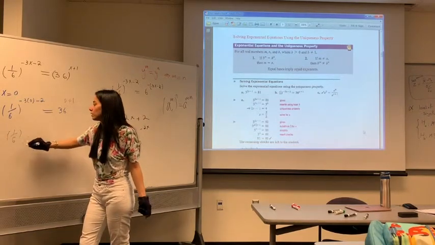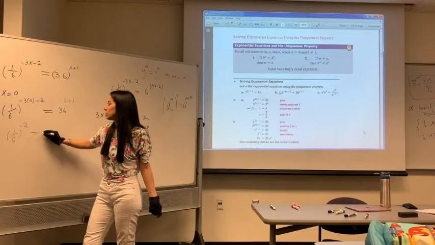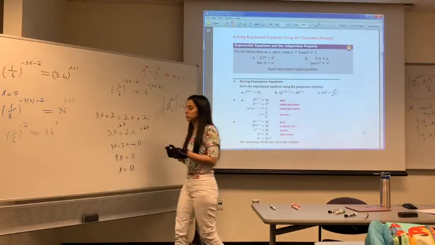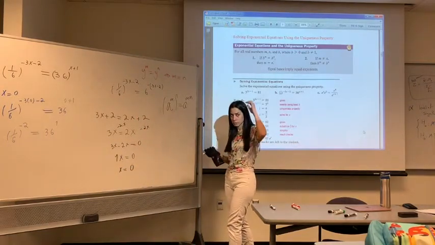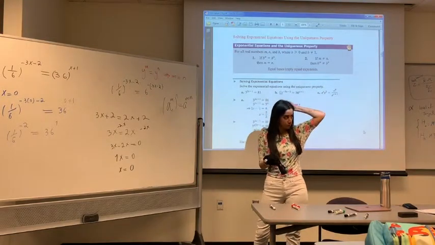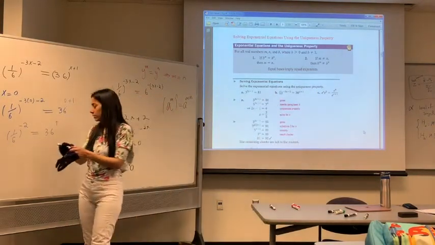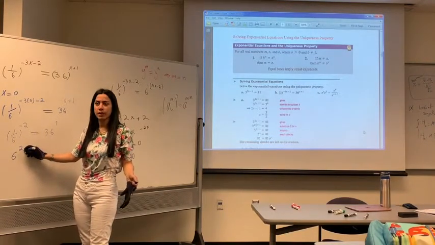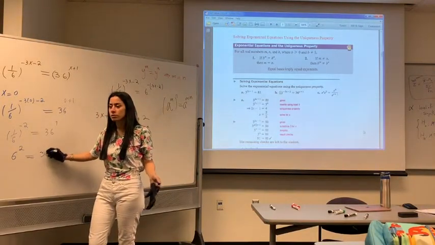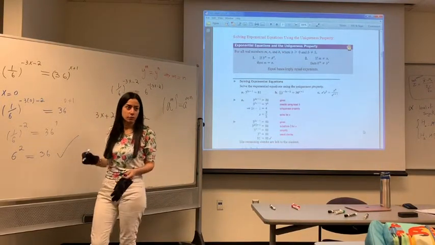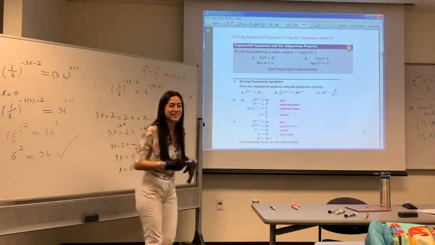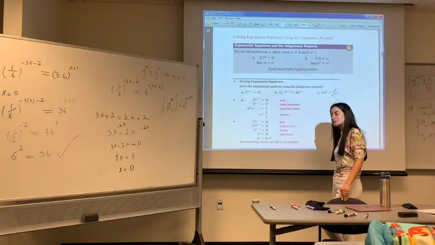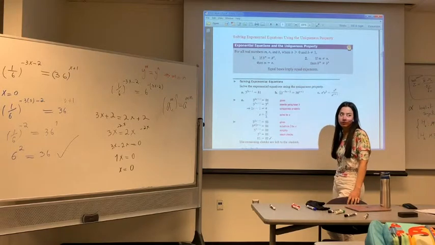1/6 power what? Negative 2 equals 36 power 1. And then you do the reciprocal fraction, and then we will have 6 power what? 6 power 2 equals 36. Is this correct? Okay. So it was true. For x equals 0, this equality is true, right?